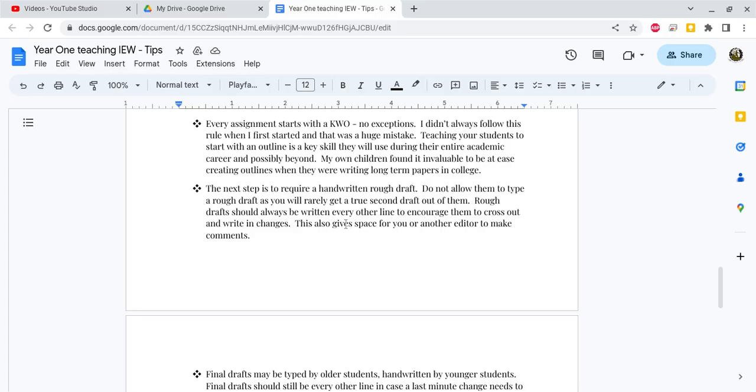Also, requiring every assignment to have a keyword outline helps them. They get to a point where they can create outlines much more quickly and intelligently, and it makes the whole writing process so much faster when they have a really good outline in front of them.